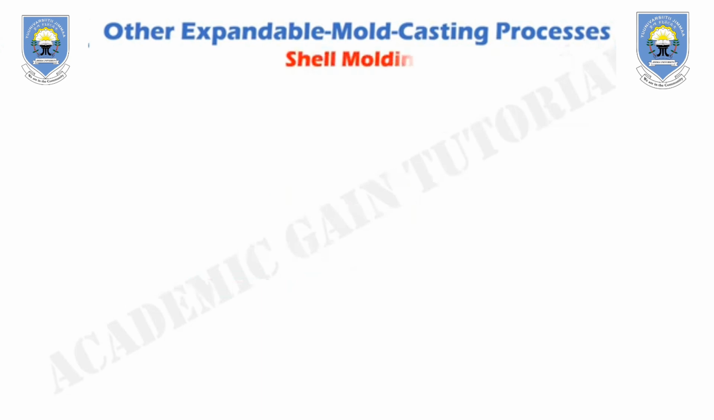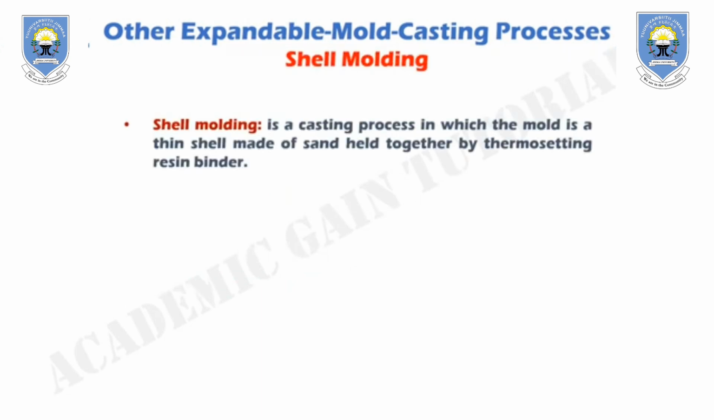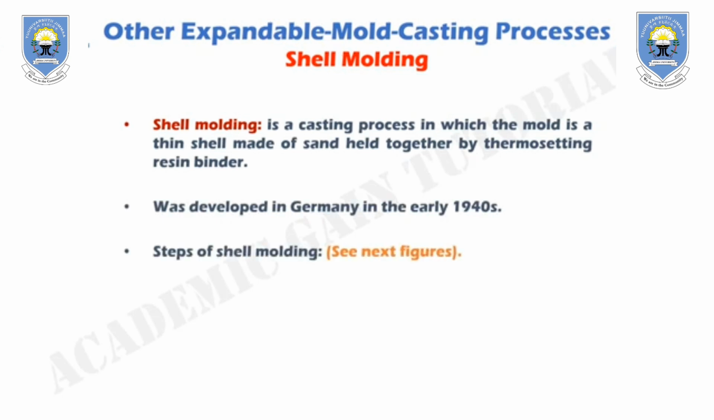Shell molding is a casting process in which the mold is a thin shell made of sand held together by thermosetting resin binder. It was developed in Germany in the early 1940s. We are going to observe the steps of shell molding in the next few figures.